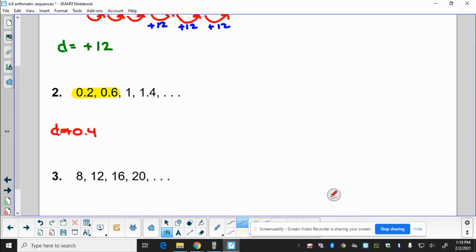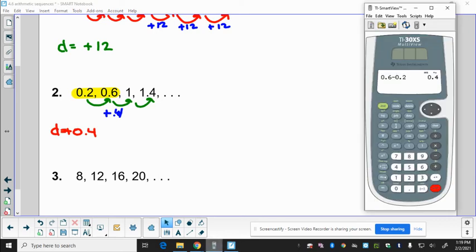And that's a positive number. Okay? That means that I must be adding 0.4 every time. Okay? Now, what I could do is go to my calculator and get this done, or do it without a calculator. It won't matter.